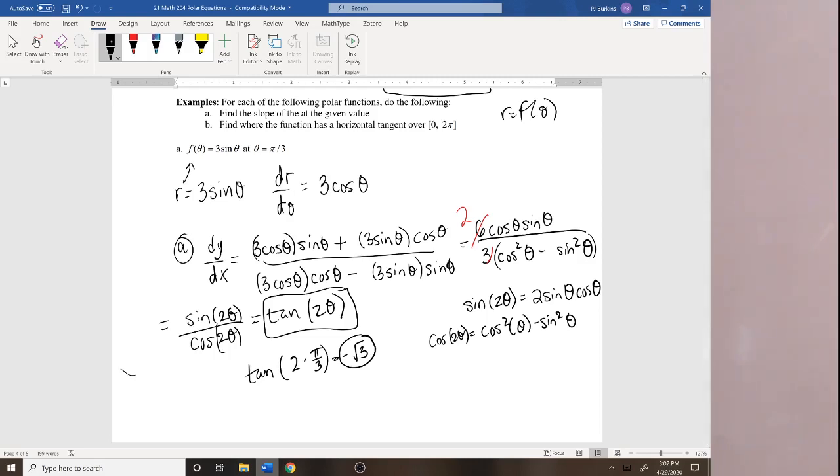And then part B says horizontal tangents. So when does the tan of 2 theta, the slope, equal 0?